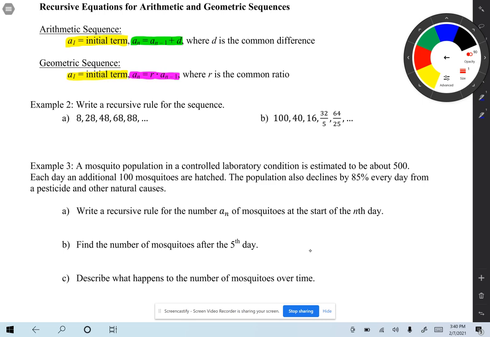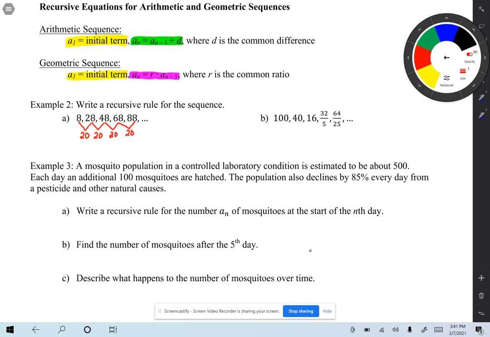So let's try for arithmetic. So if we want to see if it's arithmetic, we take the last term minus the previous. So 88 minus 68 is 20. 68 minus 48 is 20. 48 minus 28 is 20. Let's go all the way to the end just to make sure that they're all the same number, 20. So we know it's arithmetic.